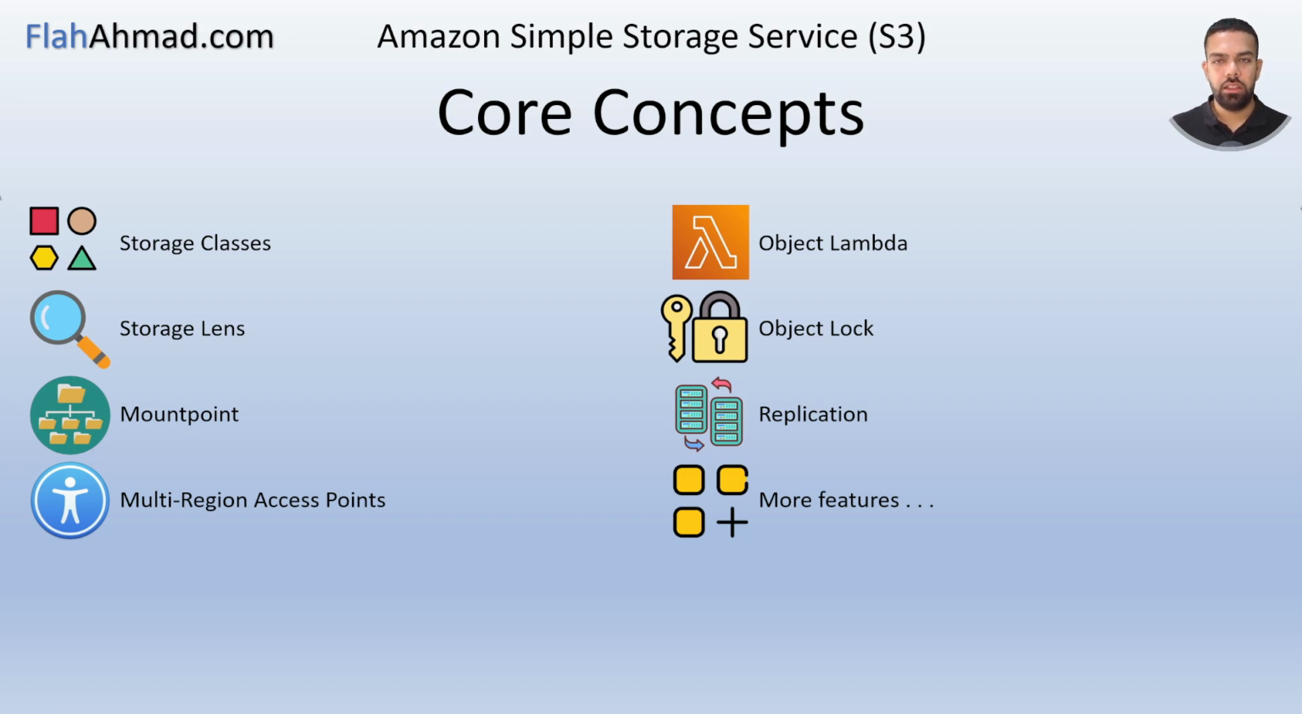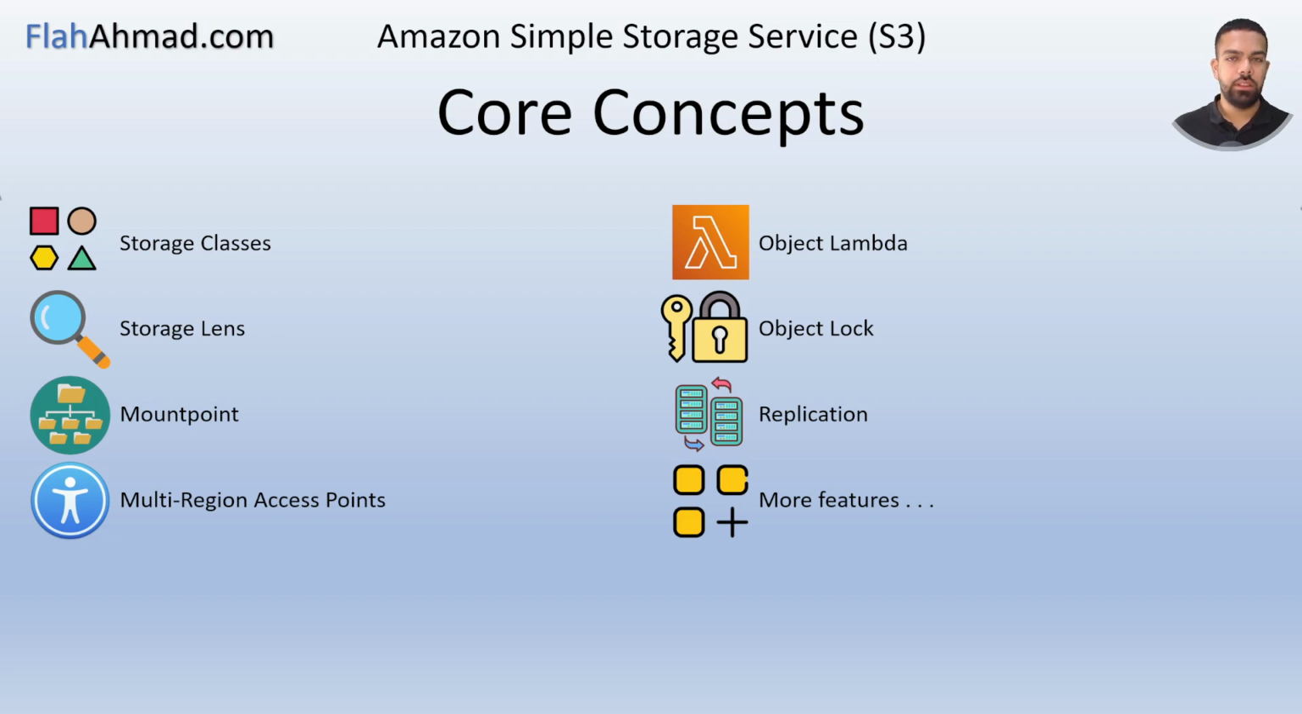S3 Replication automatically copies your data across different AWS regions or within the same region, ensuring that you have redundant copies for disaster recovery, compliance, or to simply improve data access for users in different geographical locations. S3 Replication helps maintain data consistency and availability even in the event of a regional failure.